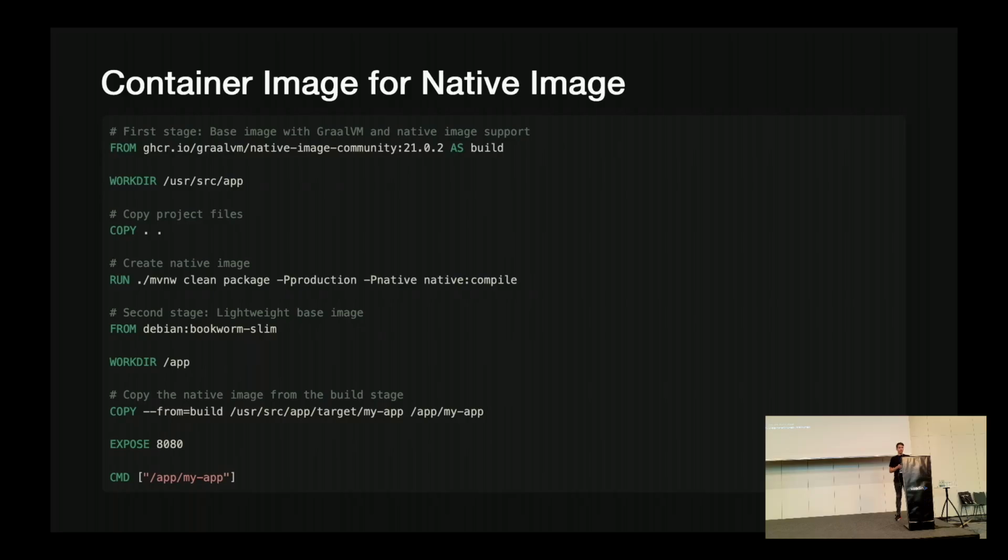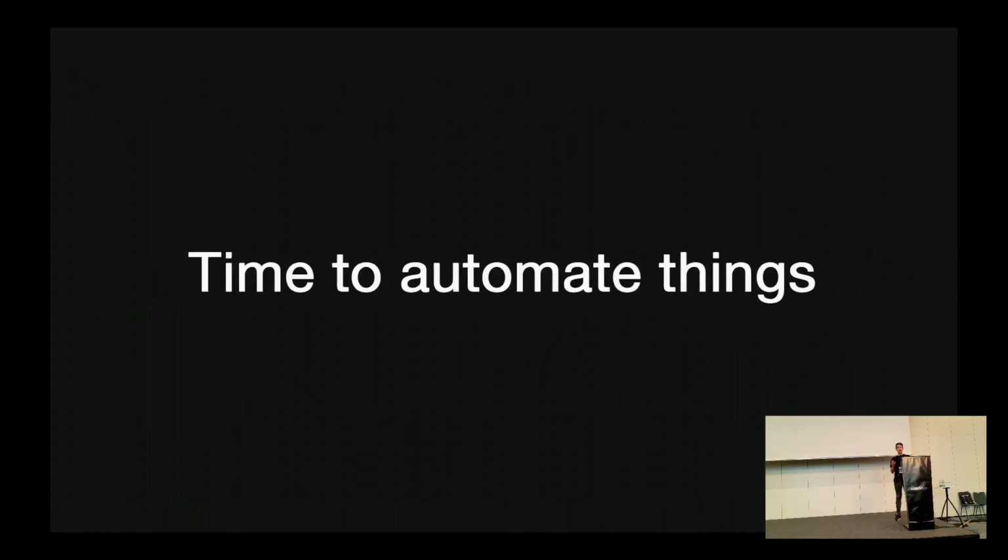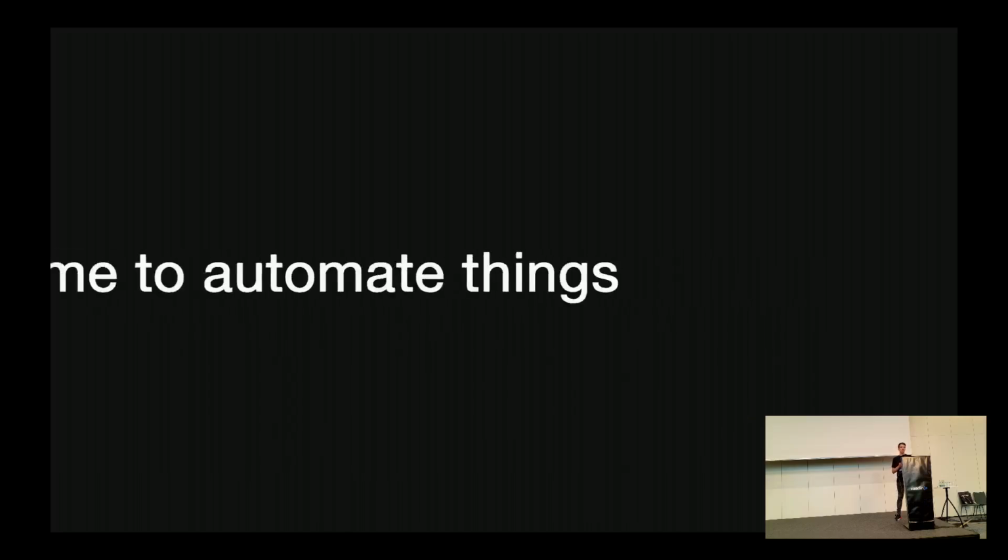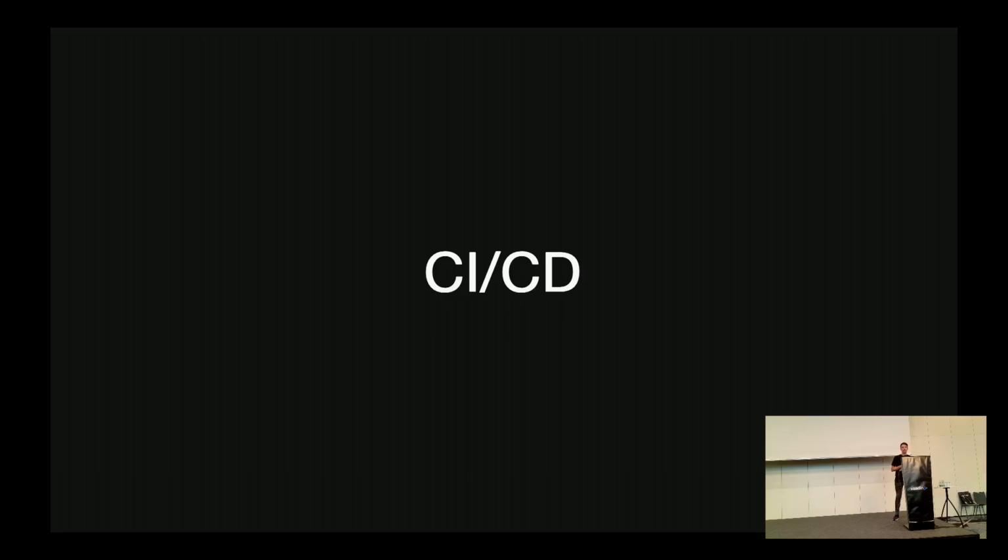All right, so now we know how to create a production build and how a suitable Docker file for our production-ready Hilla app could look like. But when we think about shipping to production, we don't actually want to create the production build manually every time, and we don't actually want to create the container image manually every time. So therefore, it's time to automate things a little bit using continuous integration and continuous delivery.